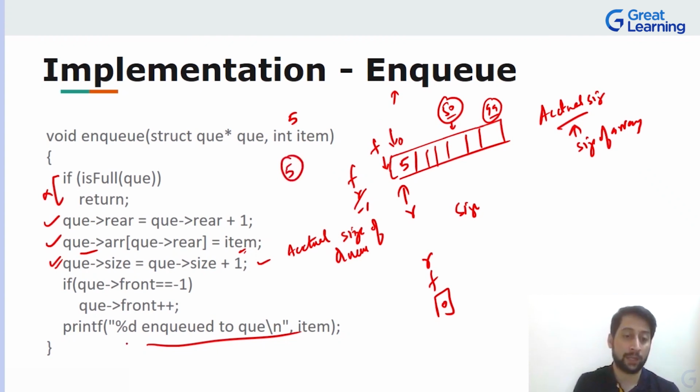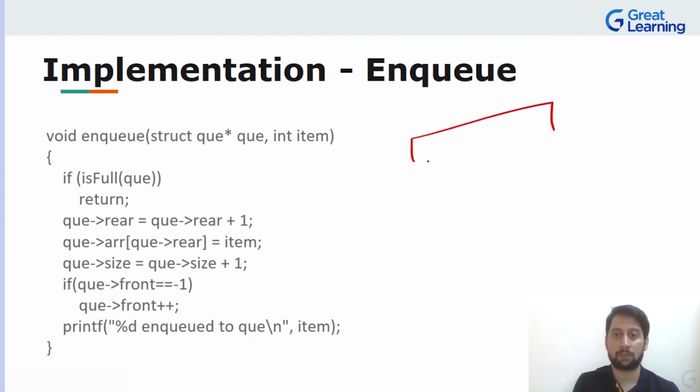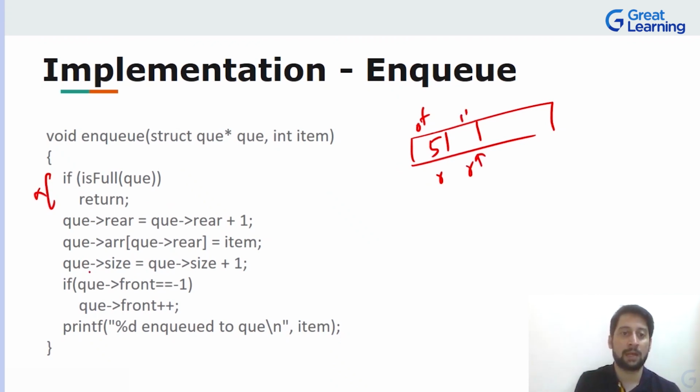Now let's suppose we are doing it the second time. We have 5 inserted and front and rear are both at the 0th index. Now the next time, is our queue empty? No, it is not. So we are going to update our rear. Now rear will be pointing to index 1, and then we insert the item. Let's suppose we are trying to insert 10. We have inserted the item, so these two steps are also done. Then we update our size: earlier size was 1 and now size is 2.